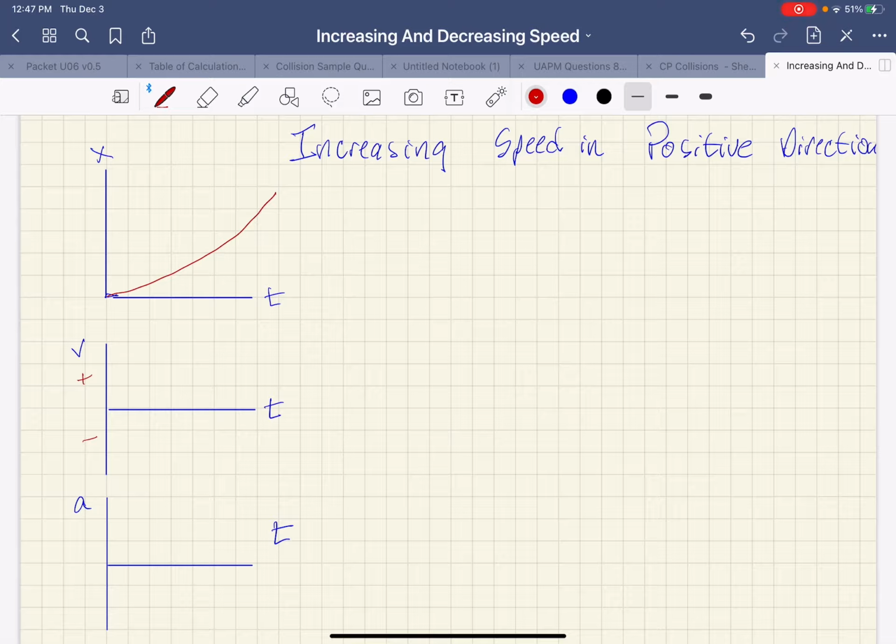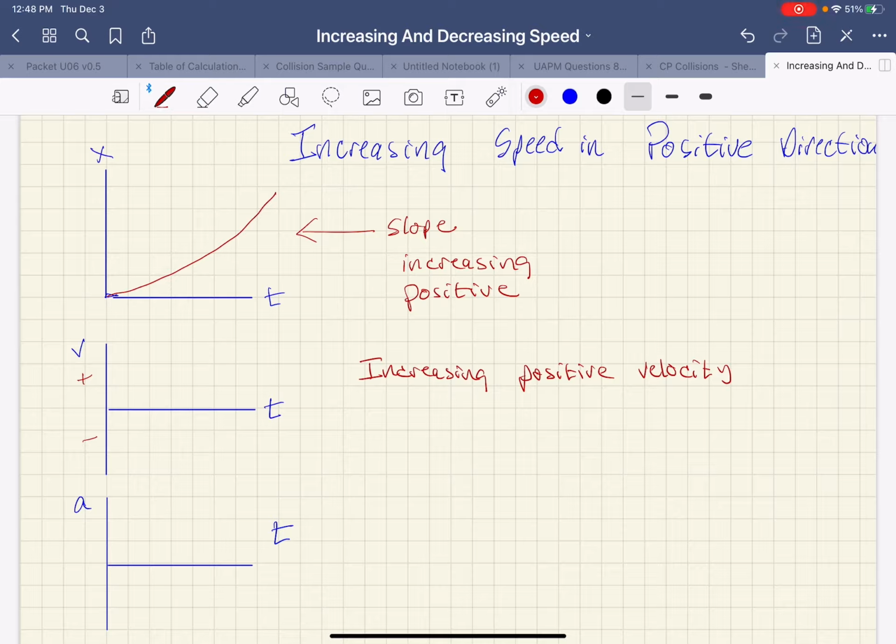graphs. So, first we have the increasing speed in a positive direction. This is what the position time graph shows. And you can tell if you look at the slope of this graph, the slope is increasing and the slope is positive. Those things tell me that I will have an increasing positive velocity.